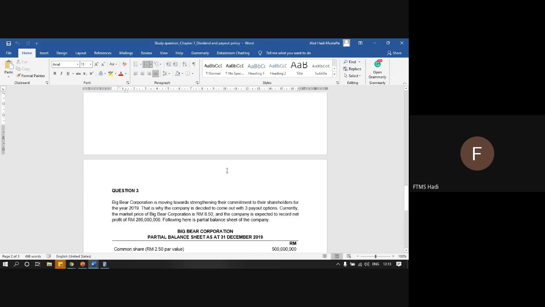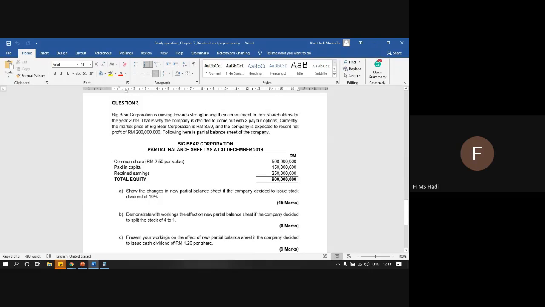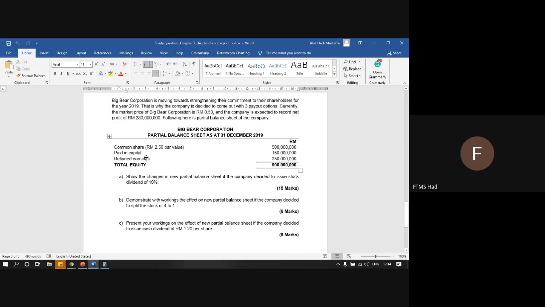And the last part, which is question 3. As you can see here, there are 3 payout options as well. Market price 850, that means it's your MP, and net profit 280 million. So this is a partial balance sheet: common share, paid capital, and retained earnings. Show the changes in the new partial balance sheet if the company decided to issue a stock dividend of 10%. That means increase and decrease, and the amount is the same.